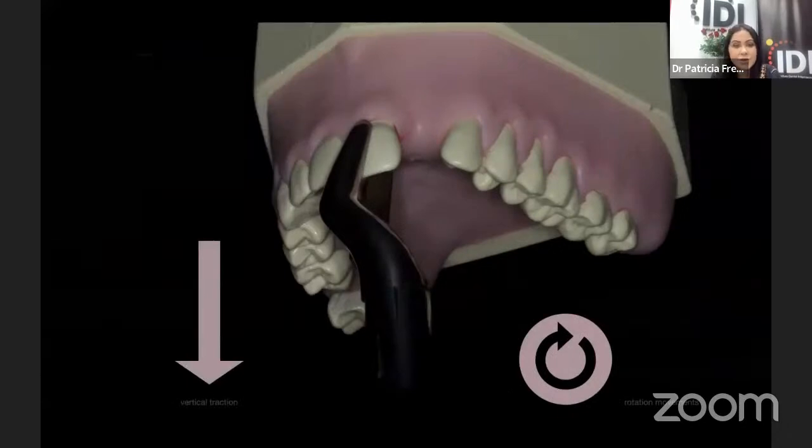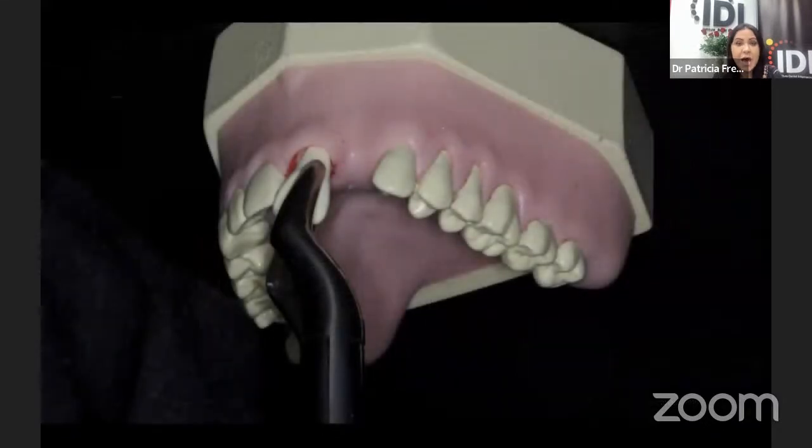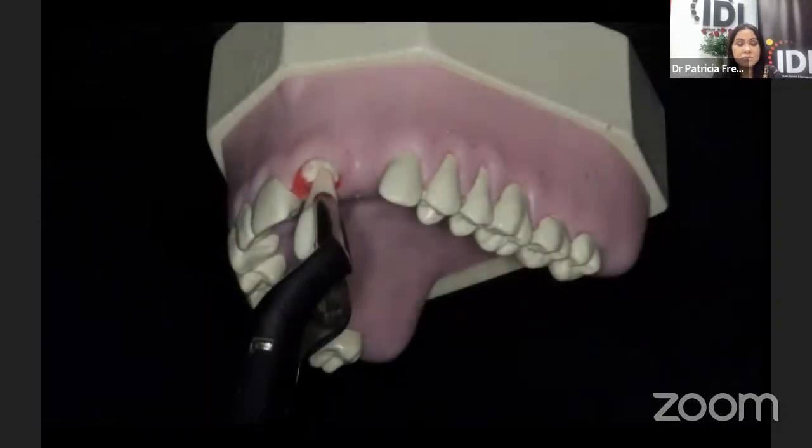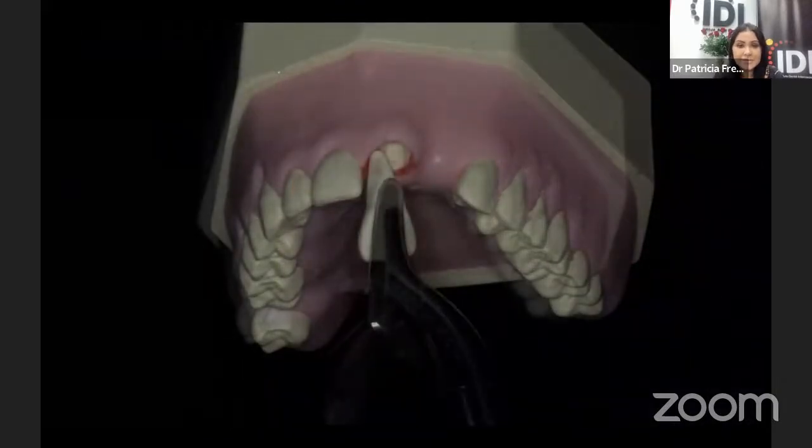Another tool that we can use is our forceps. We can do two kinds of movements: rotation movements and vertical traction. We should never make buccal palatal movements, because this is a very sensitive area and we want to maintain our buccal bone. So here is an example of how we can remove that tooth without much trauma.